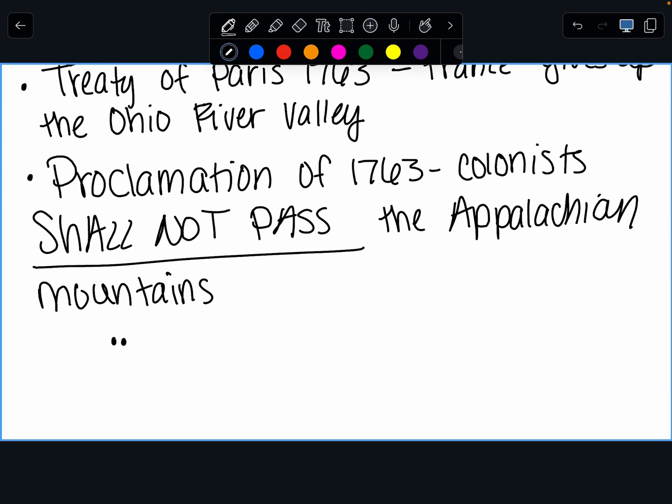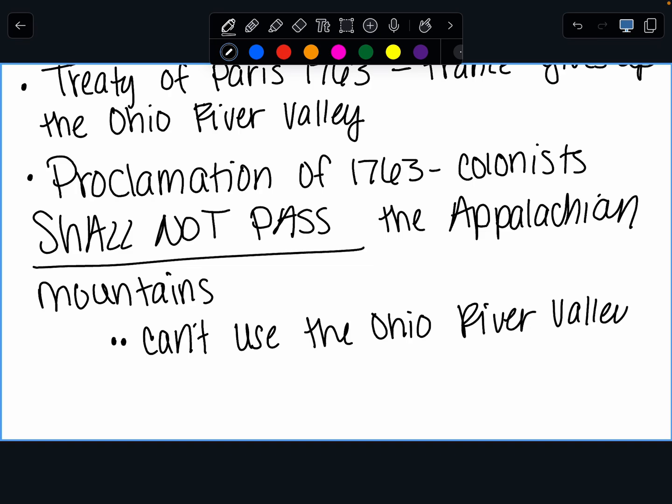Okay. So you shall not pass the Appalachian Mountains. Okay. So we can't use the Ohio River Valley. We just spent how many years? 7 years fighting a war for the Ohio River Valley so we can move which direction? West. We win the whole war, don't we? Okay. Win, dub for us. Haha, France. And then he goes, you shall not what? Pass. You can't pass the Appalachian Mountains. You can't even use it.